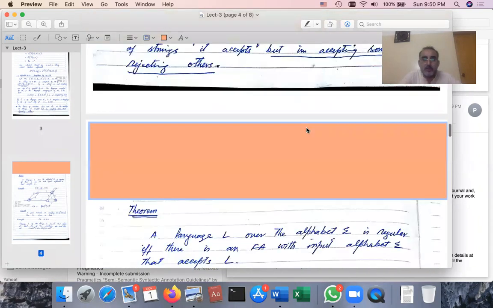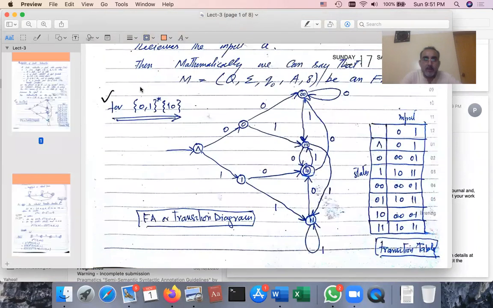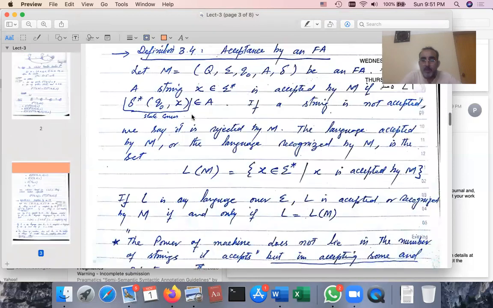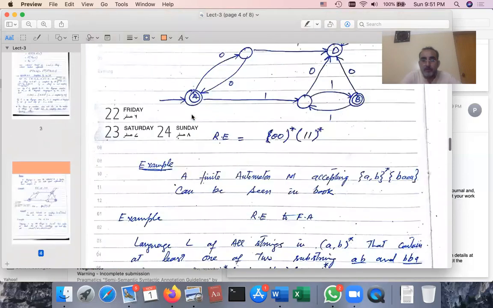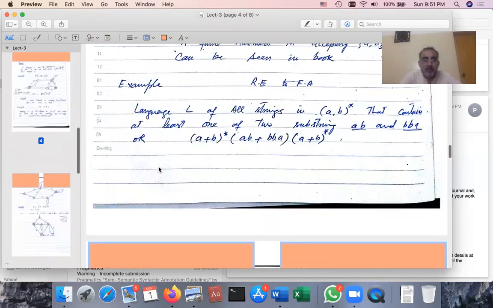It's very much similar to this one, (0, 1) whole star, 1, 0. So you can see this in the book. And now we have a language L of all strings in (A, B) star that contain at least one of two substrings, AB and BBA.